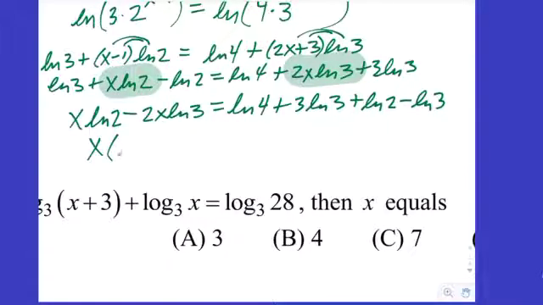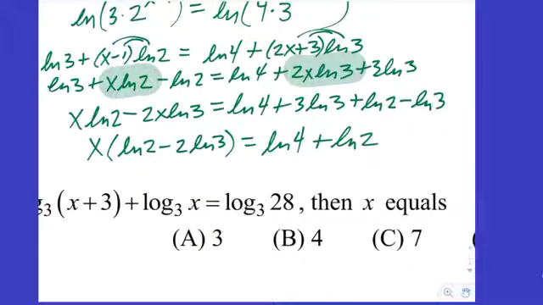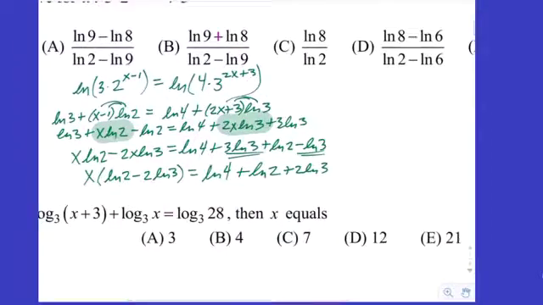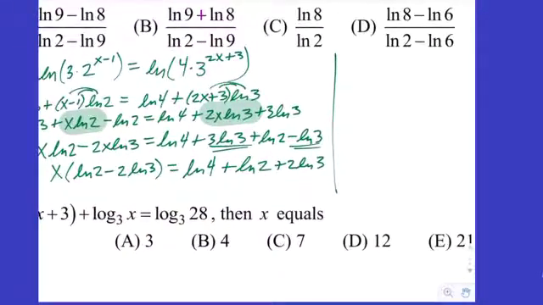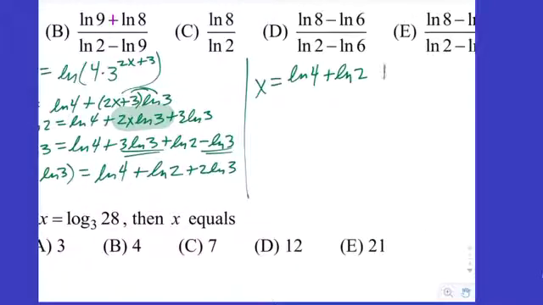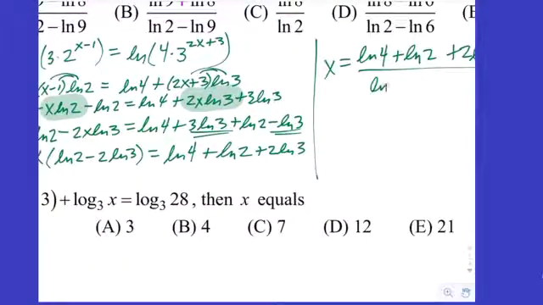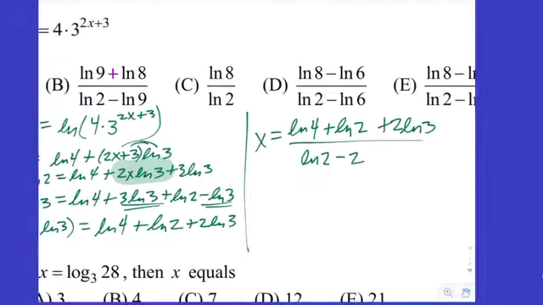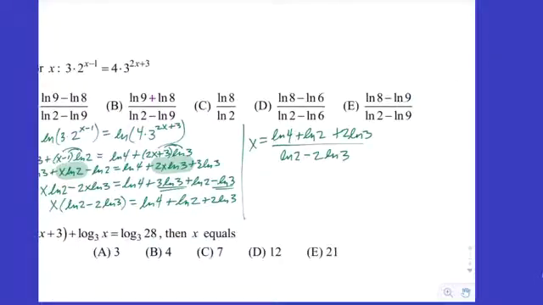So now we factor out the x over here, and you get the natural log of 2 minus 2 natural log of 3. And over here, you can combine like terms. So we have the natural log of 4 plus the natural log of 2. And if you notice, 3 natural log of 3 minus 1 natural log of 3, that's just 2 natural log of 3s. And so the last step, I'll come over here to a new column, is to divide through by what you're multiplying x by. And you end up with x equals the natural log of 4 plus the natural log of 2 plus 2 natural log of 3, all over that factor in front of x, which is natural log of 2 minus 2 natural log of 3. And if you notice, that is not an answer choice.